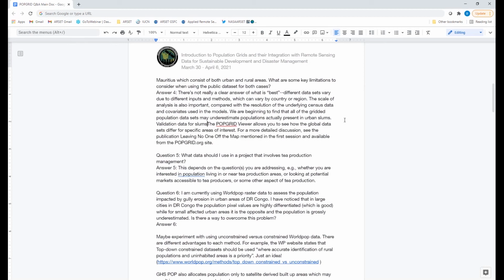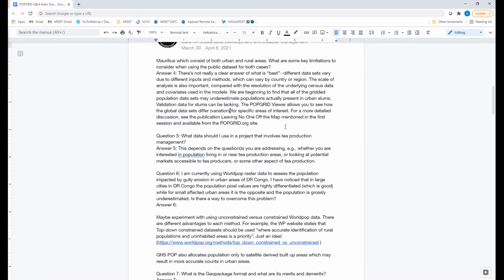So we did produce the publication that's available on the POPGRID site to try to give guidance on issues and limitations, which can cover a range of factors about the different data sets. And we do encourage people to use the POPGRID viewer to give you a sense of what the variation is, and that can maybe help you judge whether a data set really is appropriate for your application in your particular area.